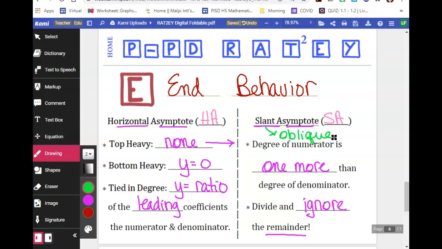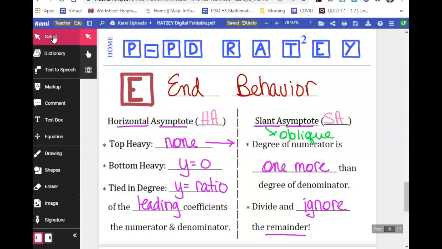So, end behavior. Remember, we've got these two asymptotes. Those are end behavior. The vertical asymptote deals more with middle behavior. This is talking at the ends. And we can cross these, but at the ends we'll be approaching whatever they happen to be.